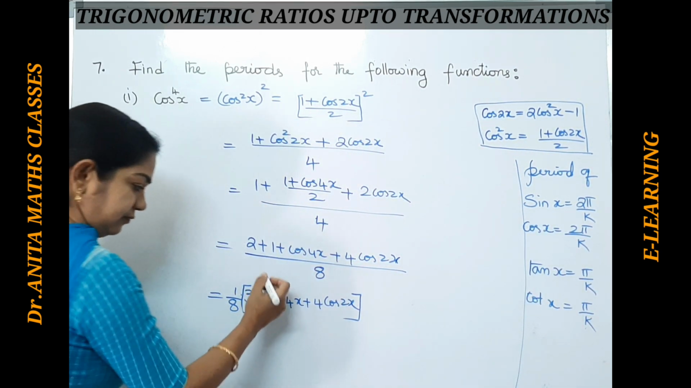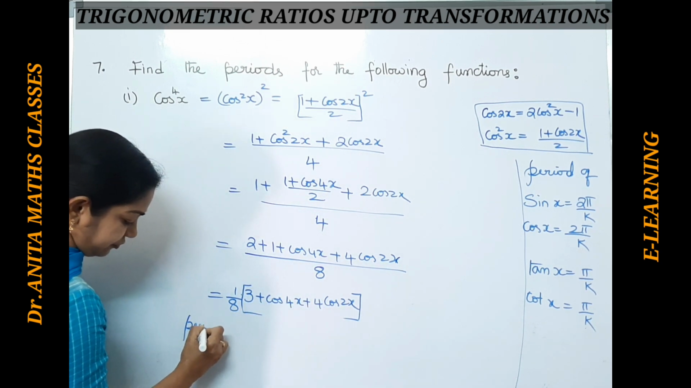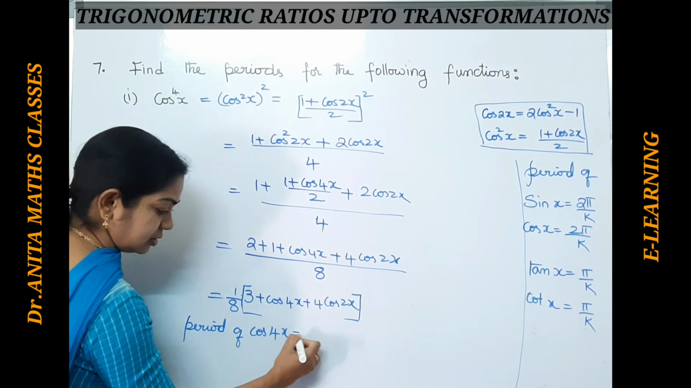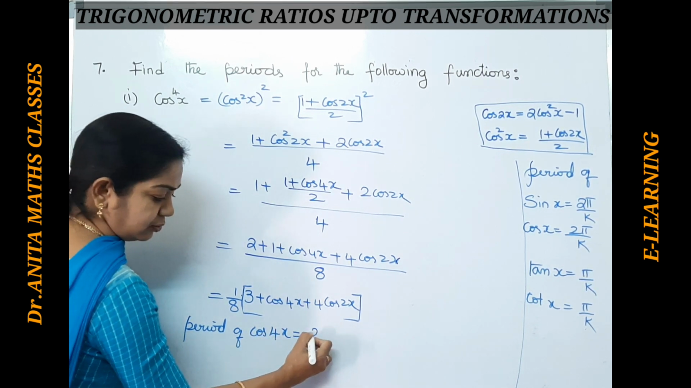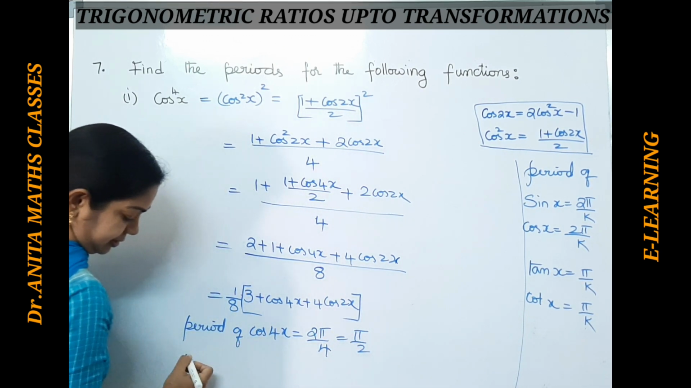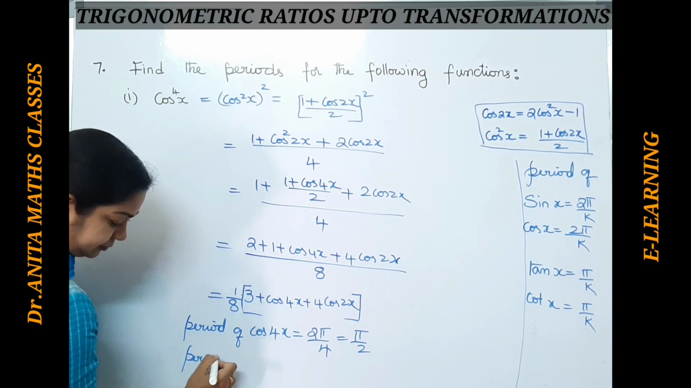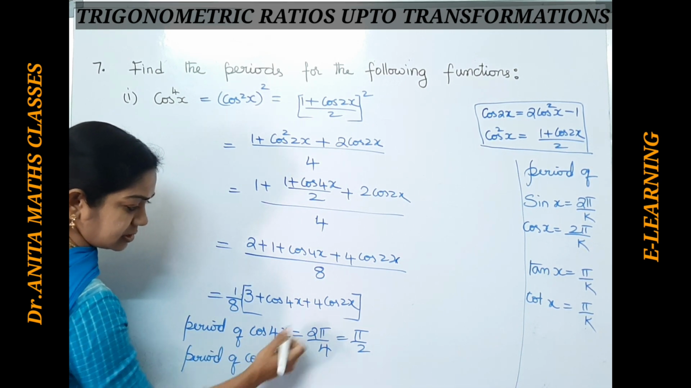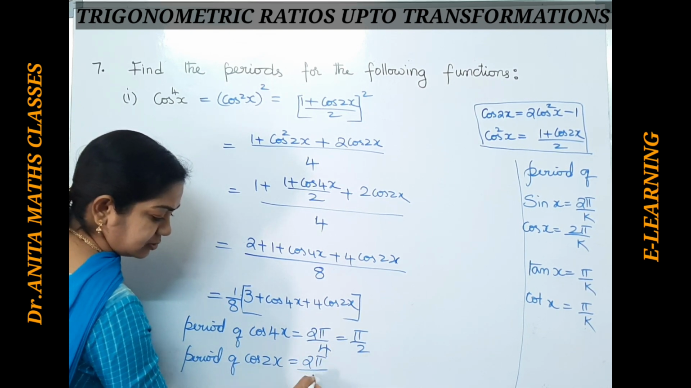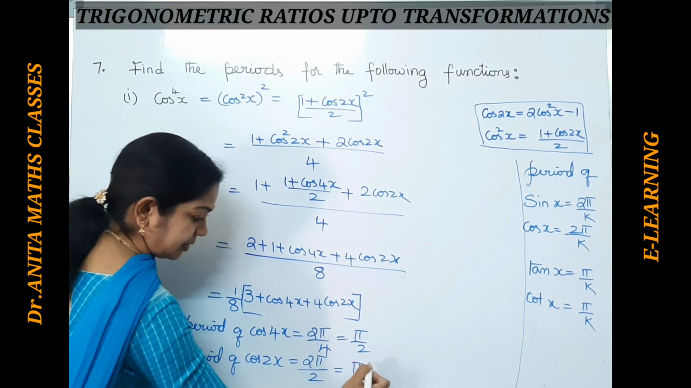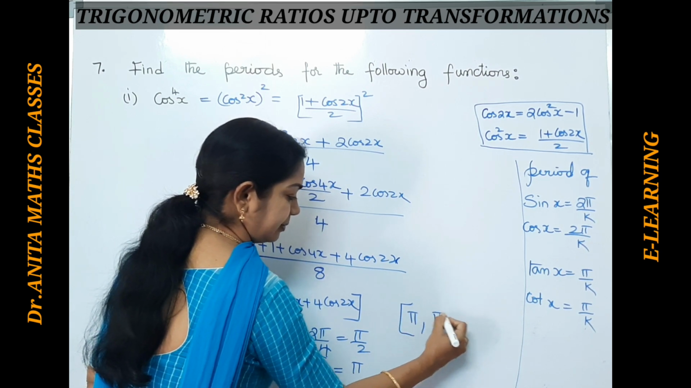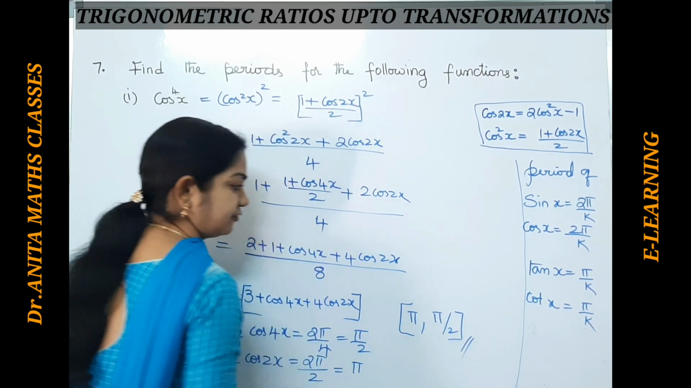Now here we have to write the period of cos 4x. Here the k value is 4, so 2 pi by 4, so this comes to pi by 2. And the period of cos 2x in the equation: 2 pi, here the k is 2, so this cancels off, this comes to pi. So the period for this is pi by 2. This is the final answer.